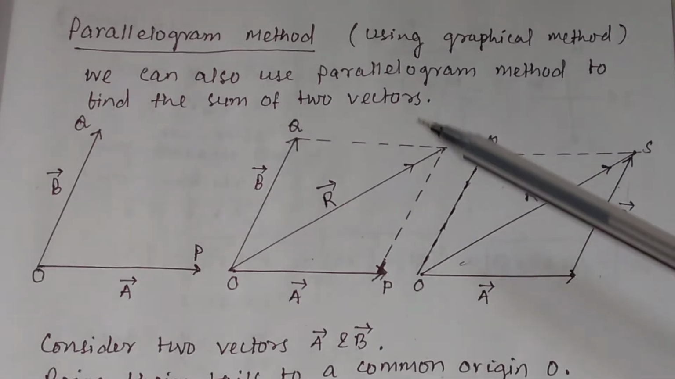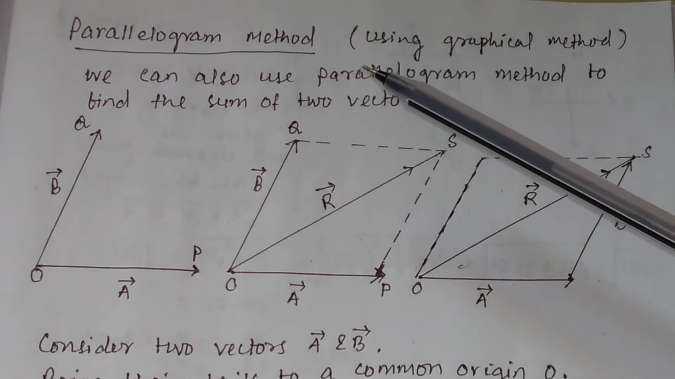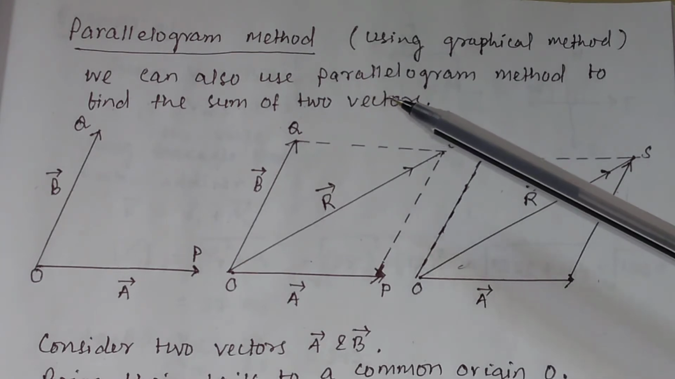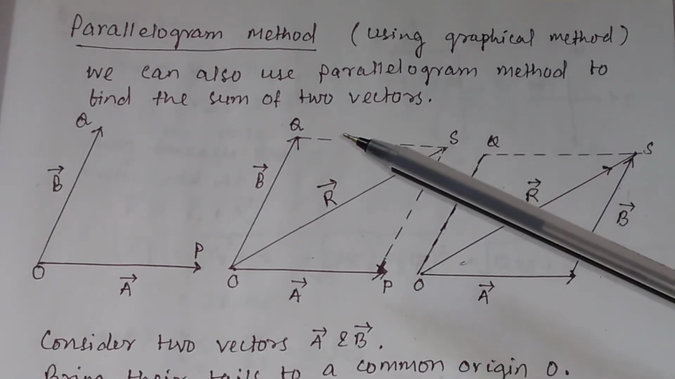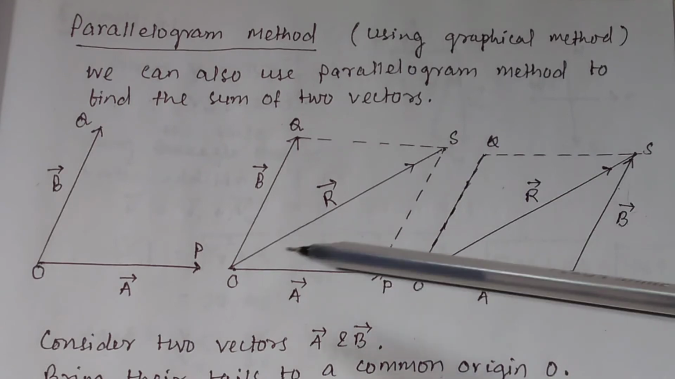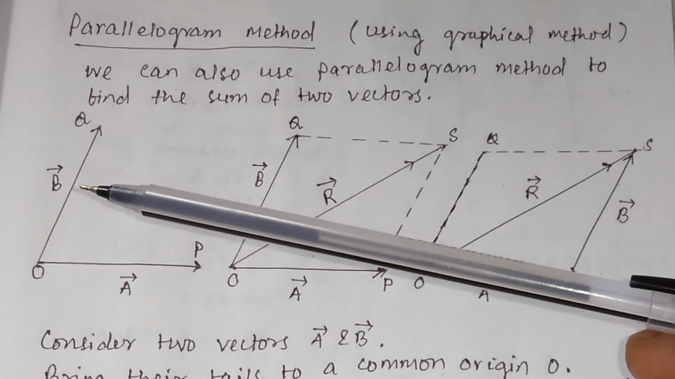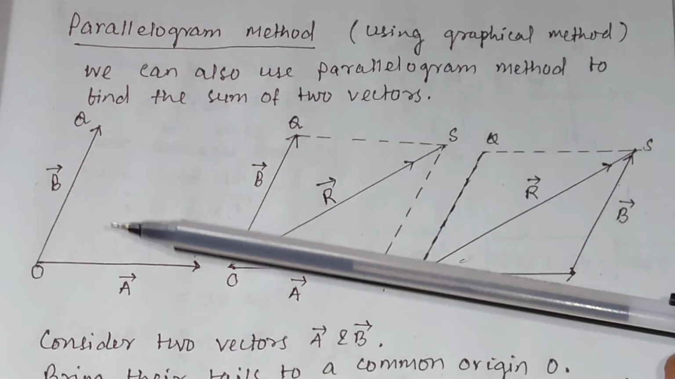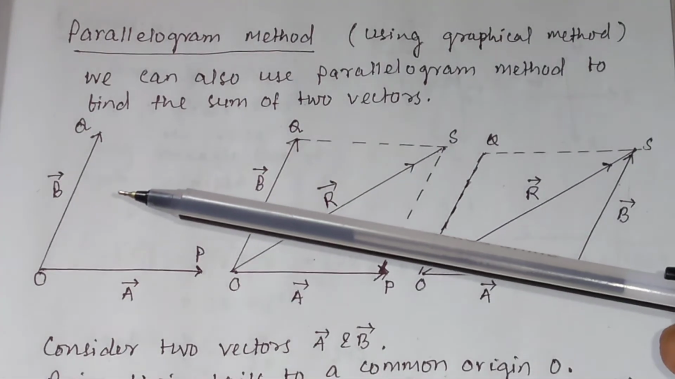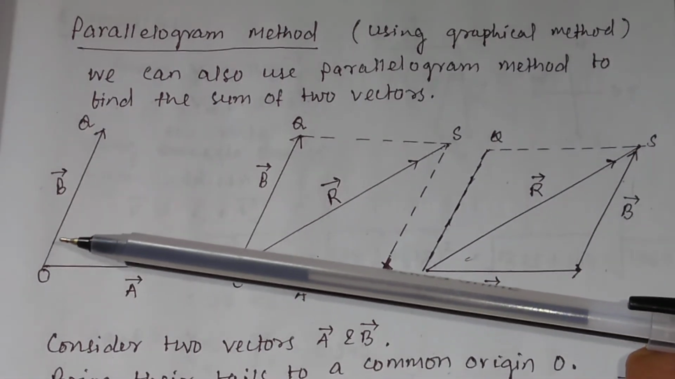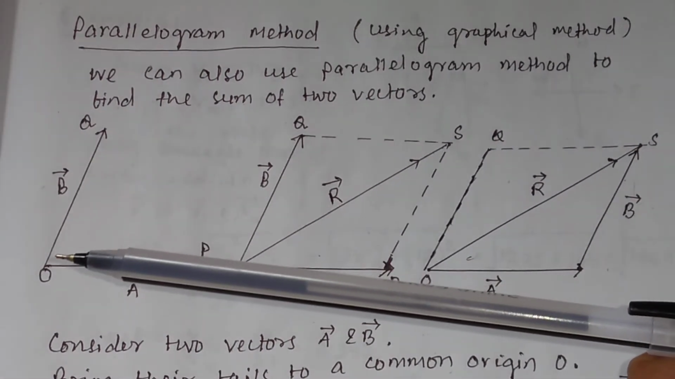Now let us discuss the parallelogram law of vector addition using the graphical method. We can also use the parallelogram method to find the sum of two vectors. As shown in the figure, this is the vector A and this is the vector B. So consider two vectors A and B. Bring their tails to a common origin O. The tails of A and B are taken to a common origin O.